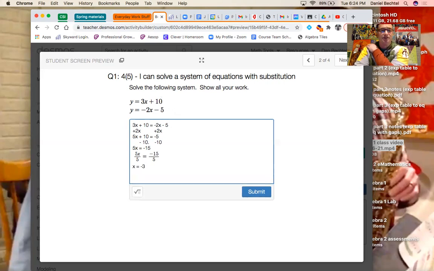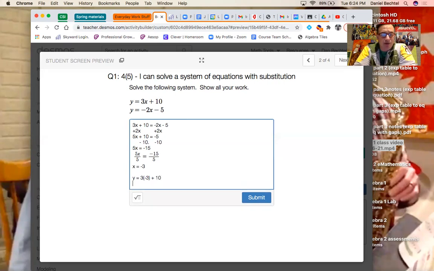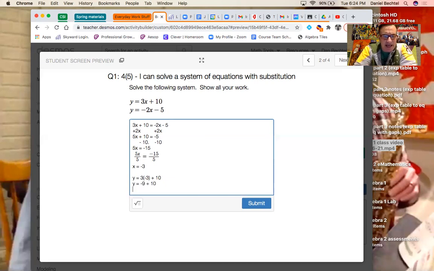I'm going to leave a little bit of space there, and I'm going to say, okay, so now we have y equals 3, and I'm going to do parentheses. That negative 3 is what I'm going to put in these parentheses. Negative 3 plus 10. Now I just have to do some math, okay? So now we know that y equals 3 times negative 3 is negative 9. Still have that plus 10. And negative 9 plus 10 is going to equal a positive 1.